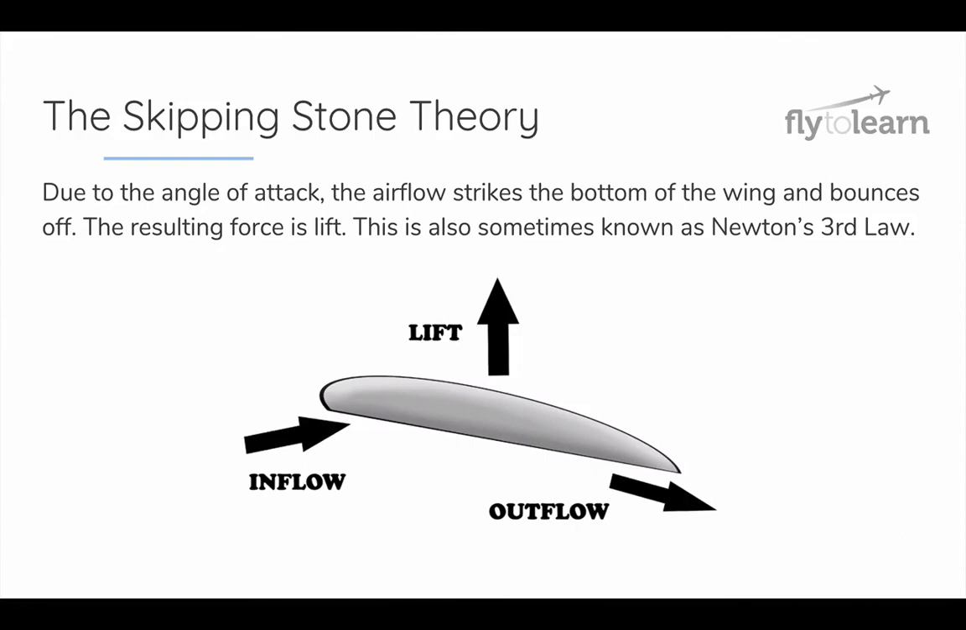The skipping stone theory says that due to the angle of attack, airflow strikes the bottom of the wing and bounces off. The resulting force is lift. This is described using a theory also sometimes known as Newton's third law.